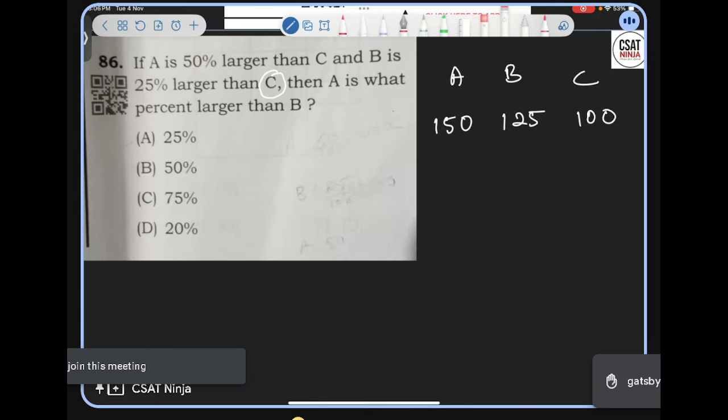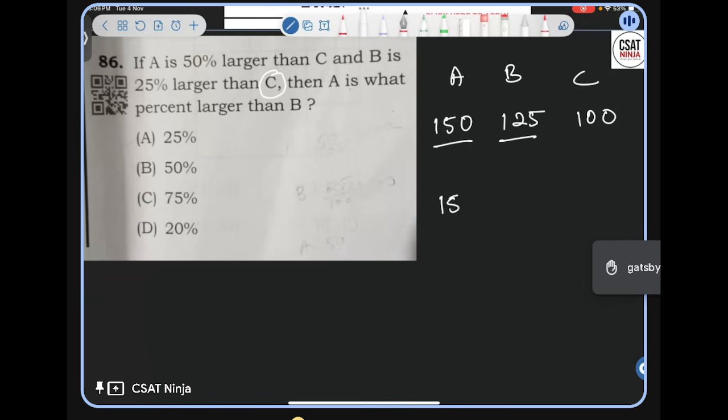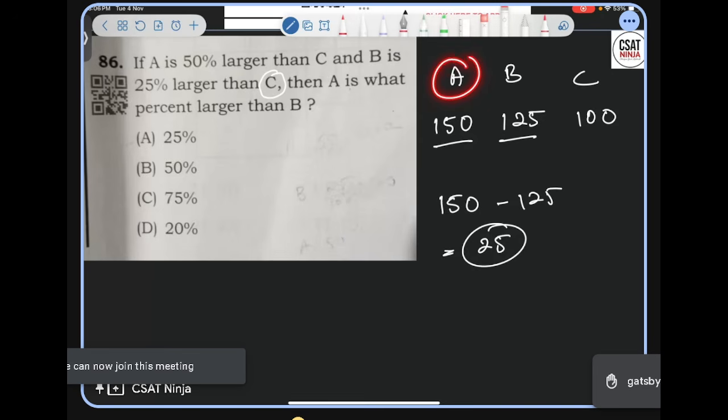Let's do it like this. You have A, which is this one, and B, this one. Whenever you are asked how much bigger, you find the difference. A is bigger than B by how much? A is 150 and B is 125. If you subtract, we get 25. So A is 25 more than B in terms of value.